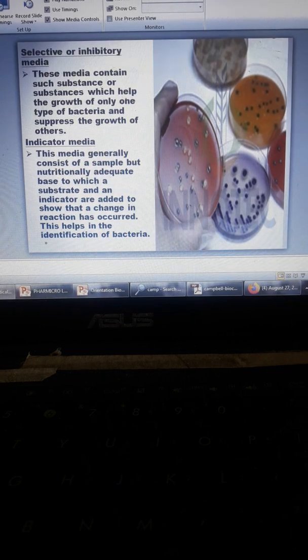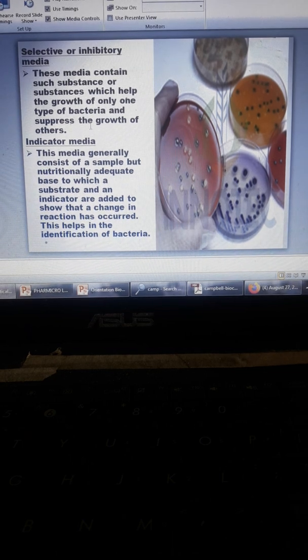Next, selective or inhibitory media. This media contains such substances which help the growth of only one type of bacteria and inhibit the growth of other bacteria. So, tawag yun inhibitory. Meaning, yung Staphylococcus aureus lang siya, other bacteria cannot grow there. Okay? It is only Staphylococcus, o Proteus vulgaris lang siya, Proteus lang.